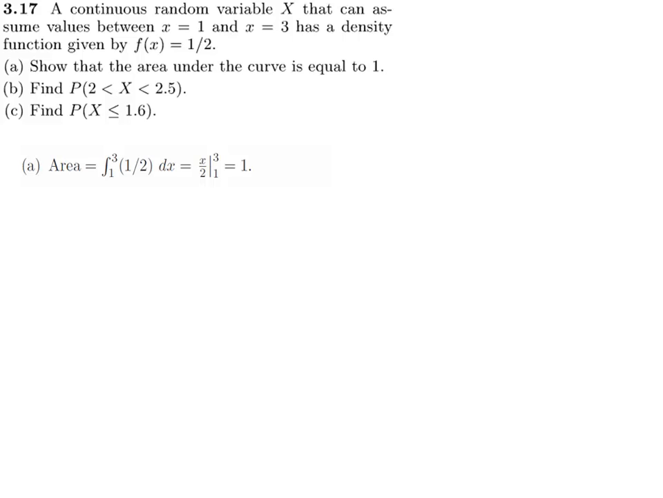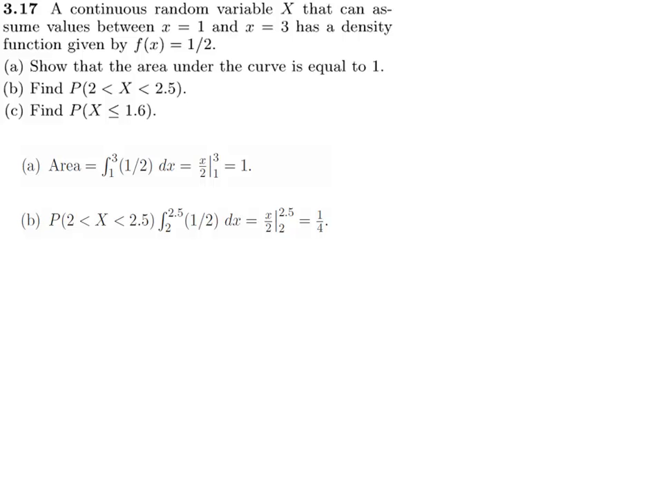Part B, find the probability from 2 to 2.5. So again, you're going to integrate f of x from 2 to 2.5. That's 1/4. And the last one, what will be the limit for that part C? What are the limits for the integral? From 0 to 1.6. How many of you agree? Maybe 1. Yes.